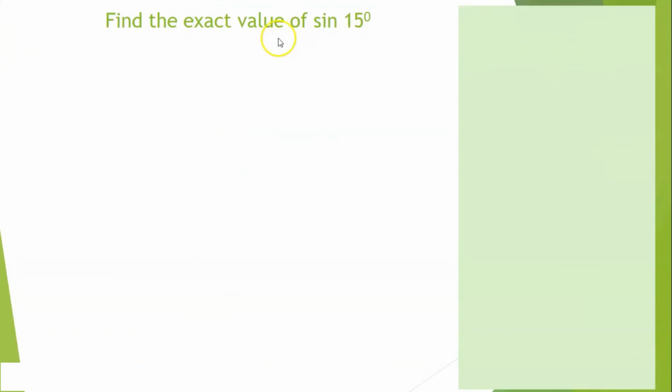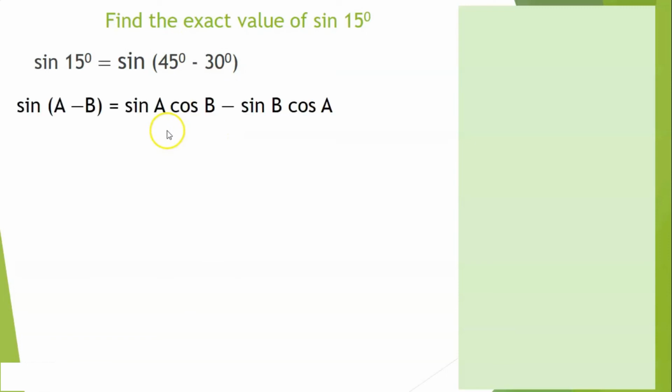Find the exact value of sine 15 degrees. So take note, 15 degrees is not special. So you have to rewrite this in terms of special angles. So with that, we can have sine 45 degrees minus 30, or it could be 60 minus 45. That's the same thing. So with this, we can use the general addition identity for sine.